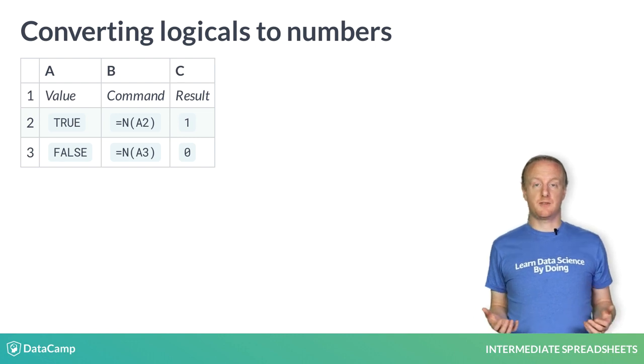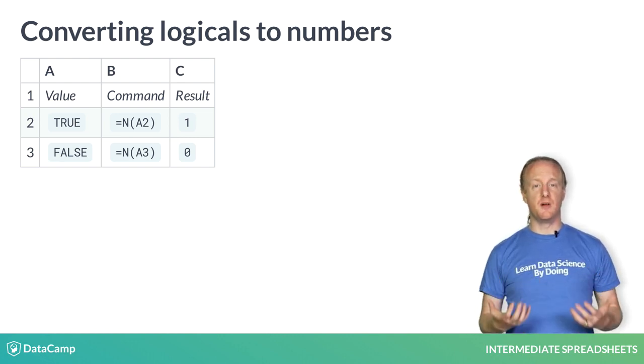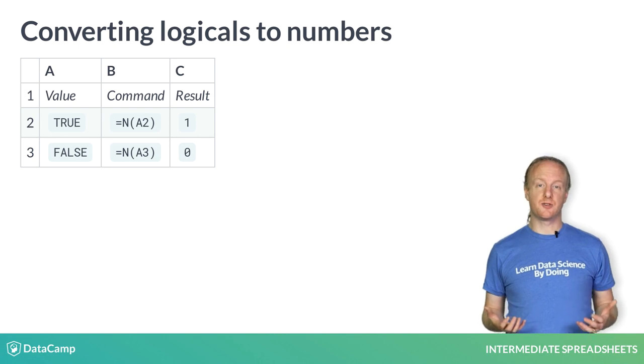Why would you want to do this? Well, converting them to numbers allows you to perform calculations on them. In particular, the sum of these converted logicals gives you the count of true values, and the average gives you the proportion of true values.